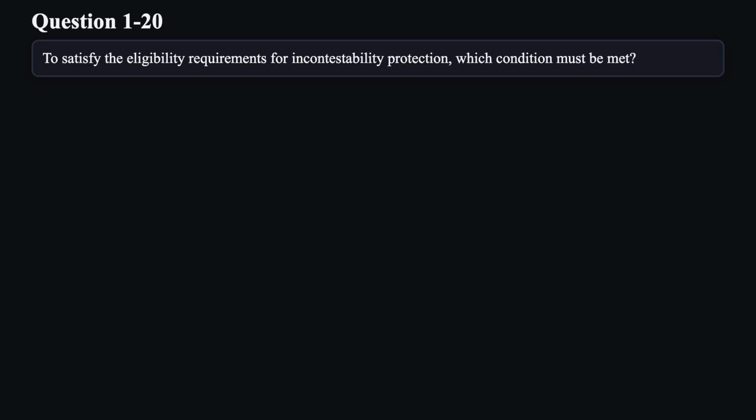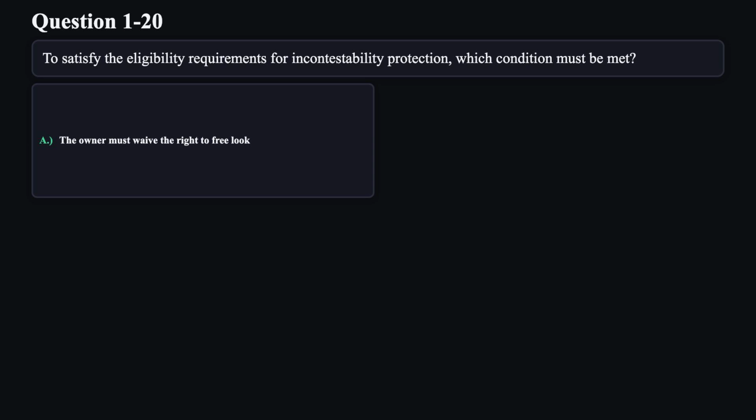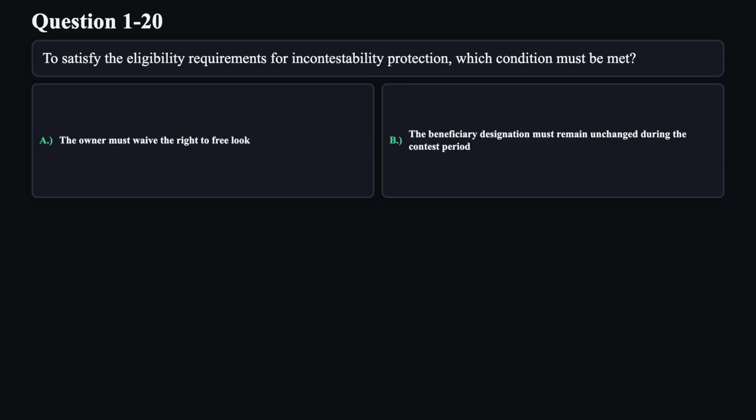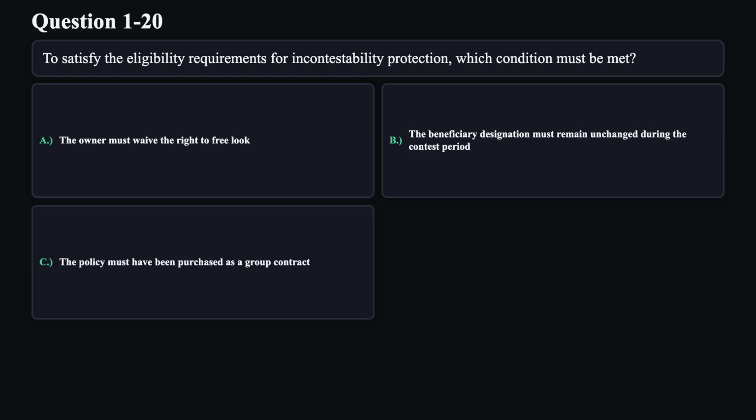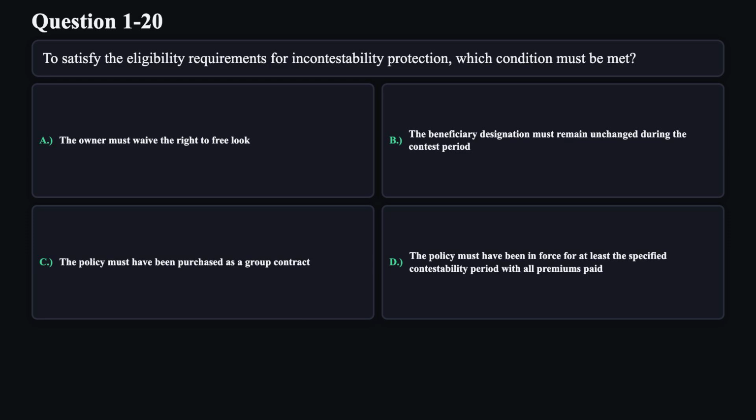Question 20. To satisfy the eligibility requirements for incontestability protection, which condition must be met? A. The owner must waive the right to free look. B. The beneficiary designation must remain unchanged during the contest period. C. The policy must have been purchased as a group contract. D. The policy must have been enforced for at least the specified contestability period with all premiums paid.